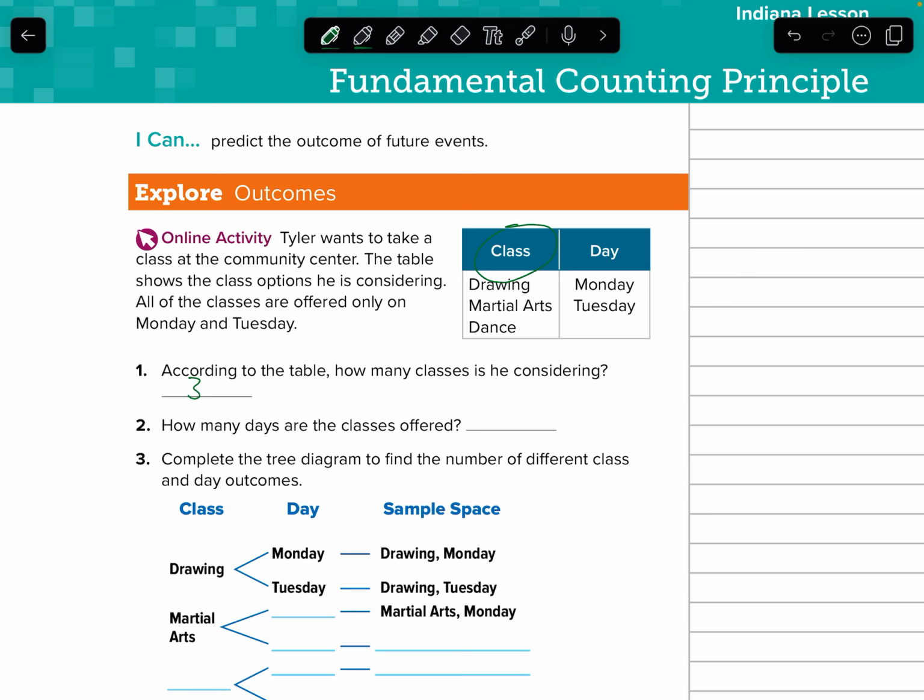And how many days are the classes offered? We can see Monday and Tuesday. There are 2 possible days. So we're going to do something called a tree diagram. A tree diagram is something that just visualizes all of the possible outcomes. So we're talking about both classes and days, and understanding that drawing on Monday is different than drawing on Tuesday.